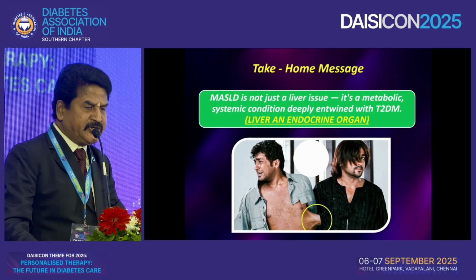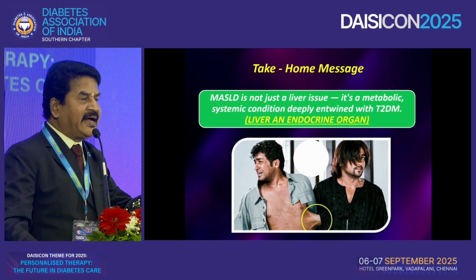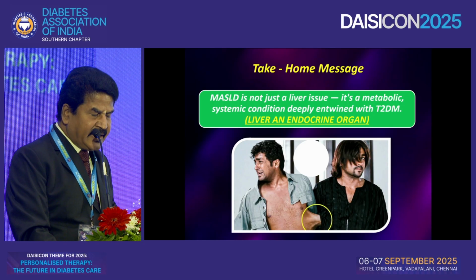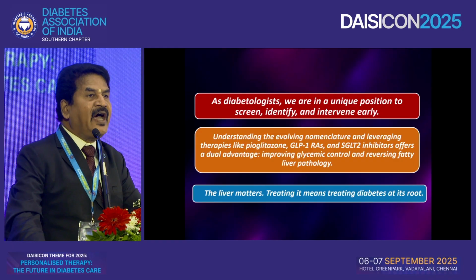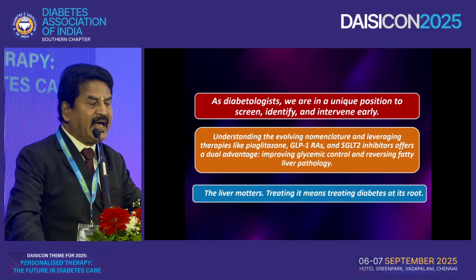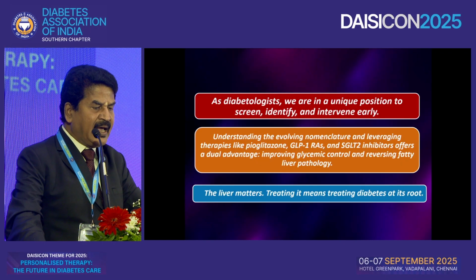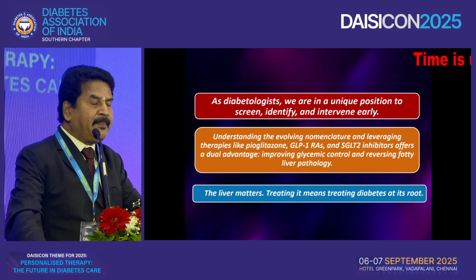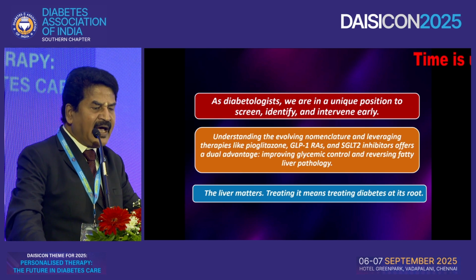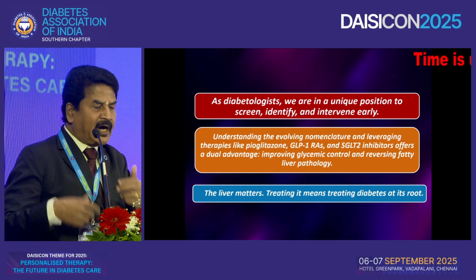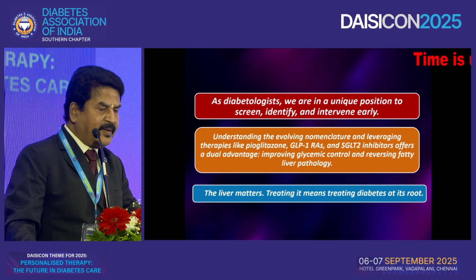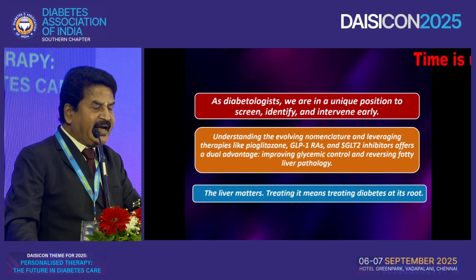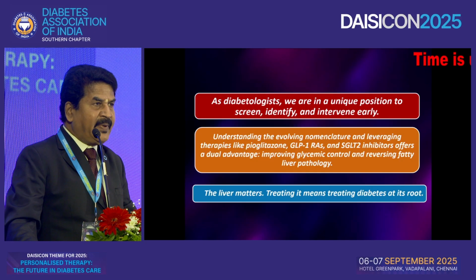MASLD is not just a liver issue. It is a metabolic, systemic condition deeply entwined with type 2 diabetes mellitus. Yes, the liver is an endocrine organ, and as diabetologists, we are in a unique position to screen for this condition, identify it, and intervene early. You have to understand the evolving nomenclature, and you have to leverage therapies like pioglitazone, GLP-1RAs, and SGLT2 inhibitors, which offer a dual advantage, improving glycemic control and reversing the fatty liver pathology. Yes, the liver matters. Treating the liver means treating the diabetes at its root.